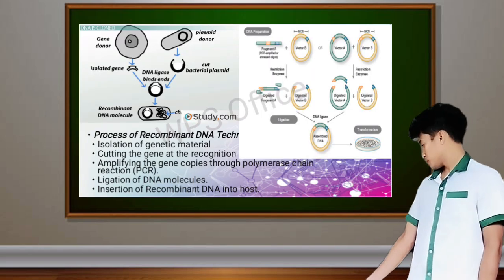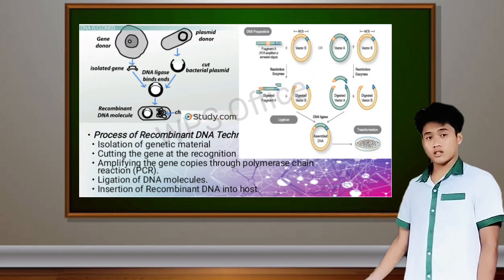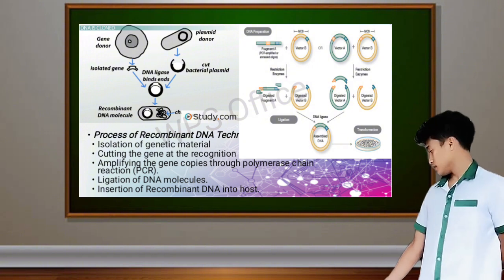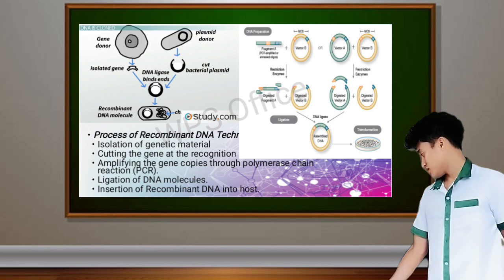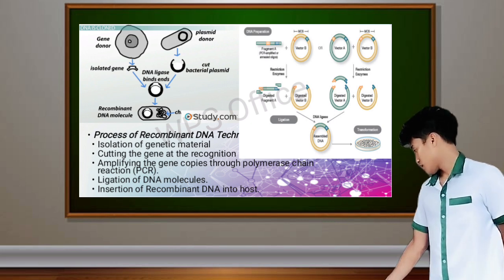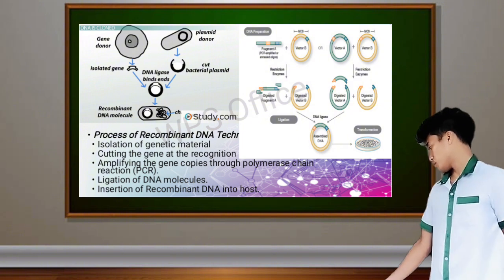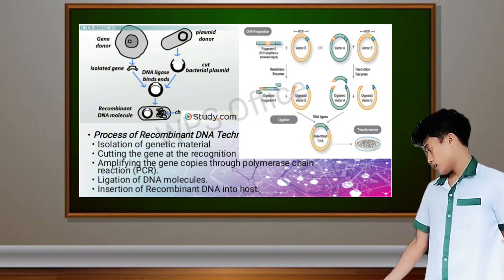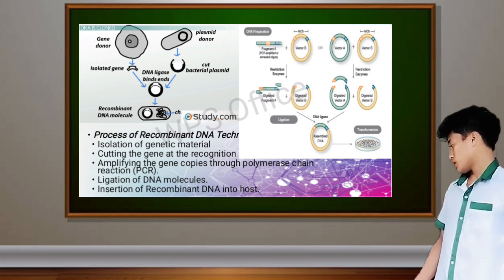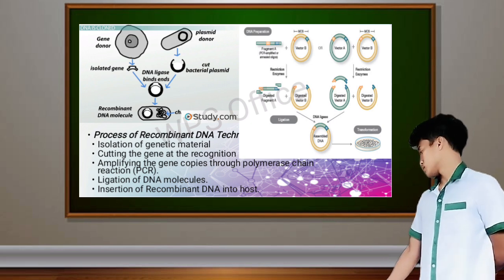We have 5 processes of recombinant DNA technology. First one is isolation of genetic material. Second, cutting the gene at the recognition sites. Then amplifying the gene copies through polymerase chain reaction and ligation of DNA molecules. Then insertion of recombinant DNA into the host.